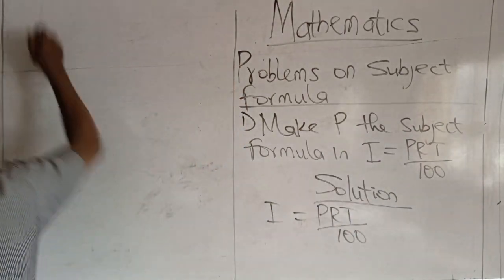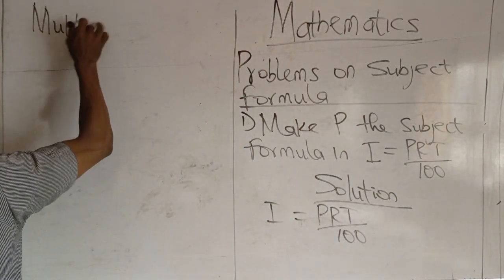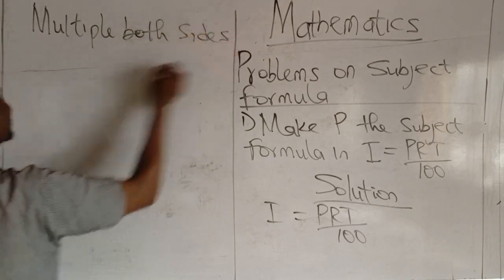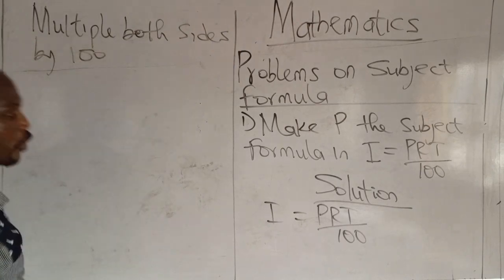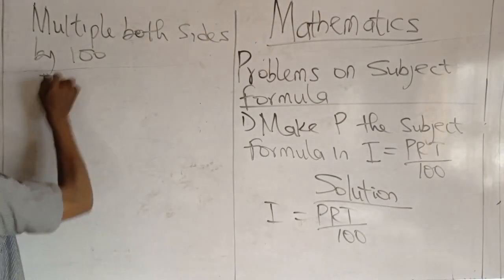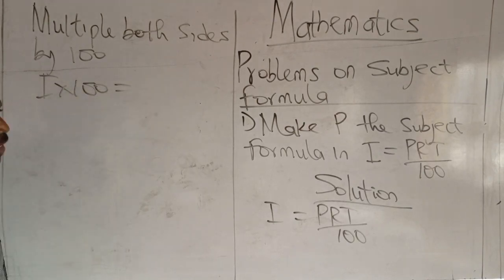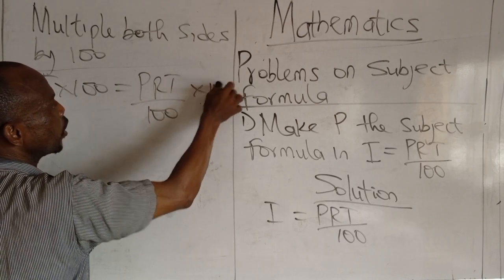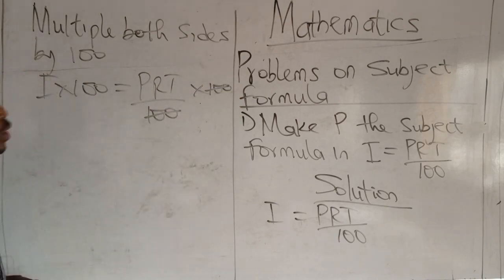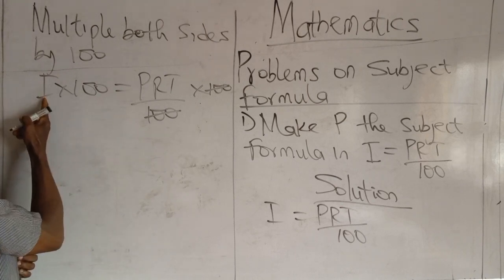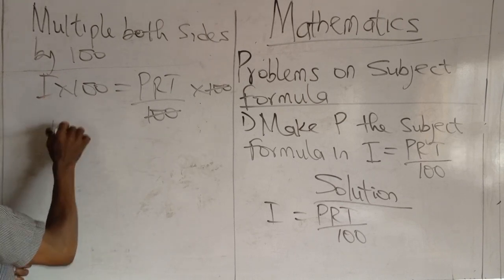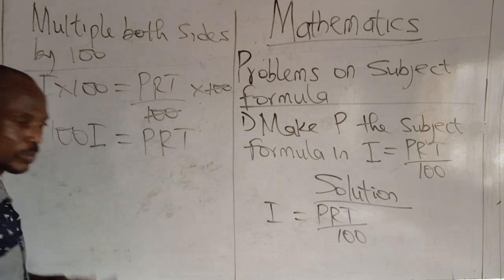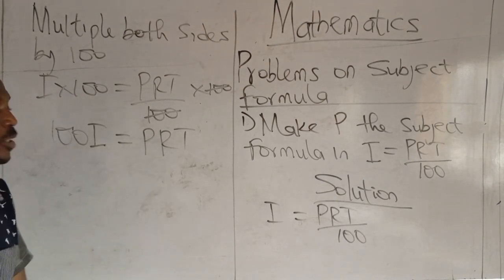So we can now simply say multiply both sides by 100. So this will give us I times 100 is equal to PRT over 100, then times 100. 100 cancels out. So we now have I times 100, which gives us 100I is equal to PRT. So this gives us the first step.